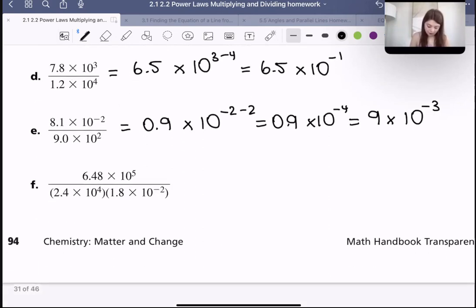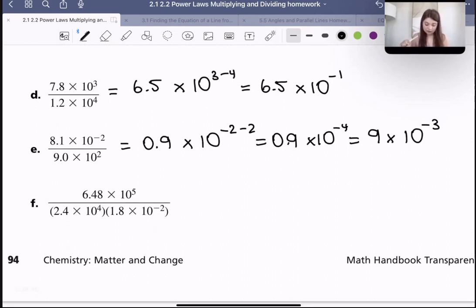Okay, now we have a complex one. What I'm actually going to do for this one is we're going to solve the bottom first, and then we're going to revisit the top. So I'm just going to keep the top the same for now. And let's solve for the bottom. So what's 2.4 times 1.8? Well, let's see. If we punch that in our calculator, we get 4.32. And then what about 10 to the power of 4 times 10 to the negative 2? Well, again, when we multiply exponents with the same base, we add the exponents. So the question is, what's 4 plus negative 2? That's going to be 2. So it's times 10 squared.